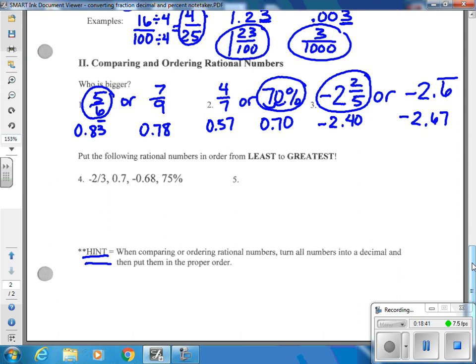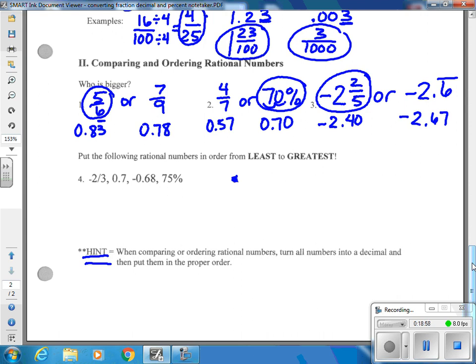Right, so for number 4, when we're putting them in order from least to greatest, those are going to be the same deal. Put them in order in decimals first and then turn them into putting them in order. Right, so we're going to cross off the number 5 part. We're going to put them in order on that side. All right, we're going to do decimals first.